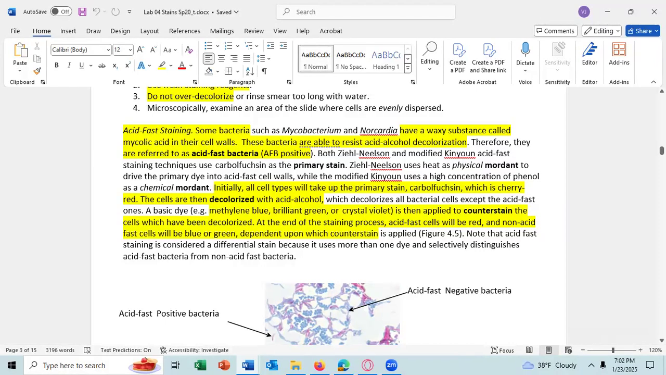At the end of the staining process, the acid-fast cells, meaning those with mycolic acid in their cell wall, will stain red, and the non-acid fast cells will stain blue or green, depending on what the counterstain was. Methylene blue will look blue, and with brilliant green, the acid-fast negative cells will stain green.